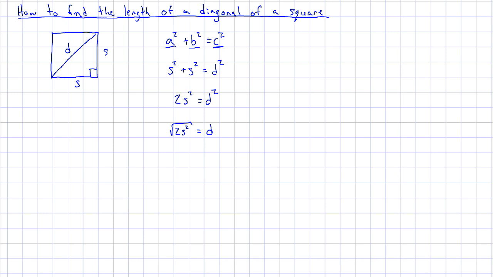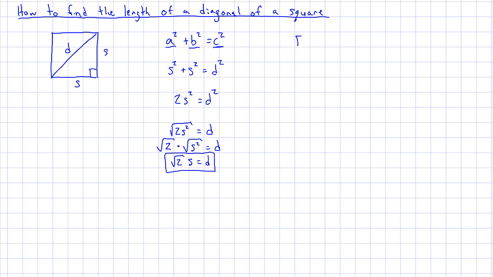Now, when you have the square root of two things being multiplied, you can write them as separate components. So I can write it as the square root of 2 times the square root of s squared. That gives me d. Now, when I take the square root of s squared, of course, that makes it just s. So I end up with the square root of 2 times s equals the diagonal. So the diagonal is always equal to the square root of 2 times the length of the side.